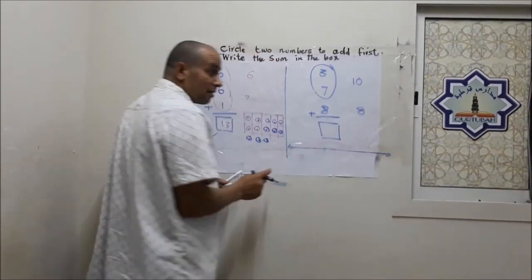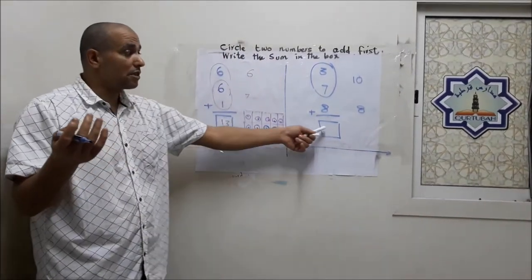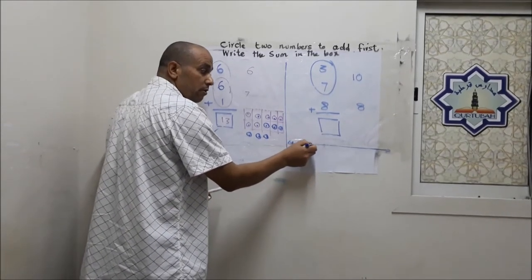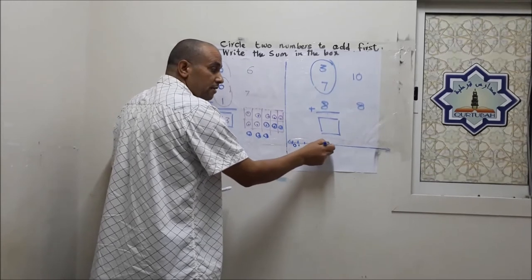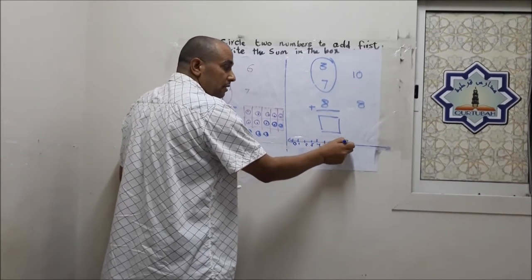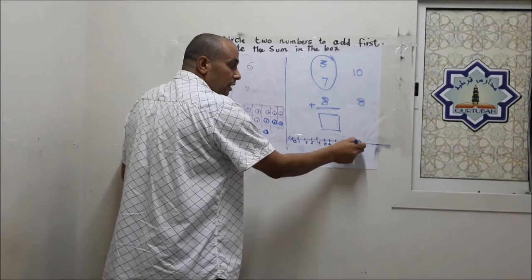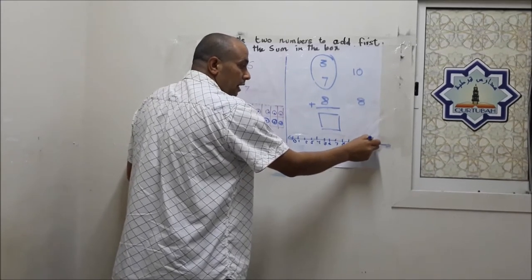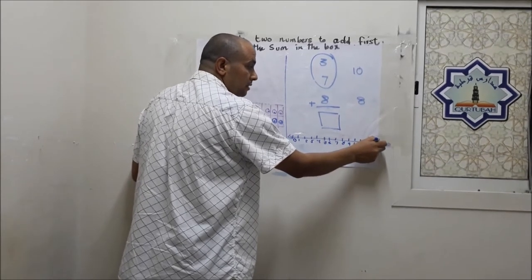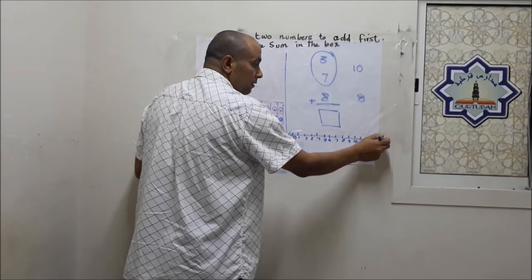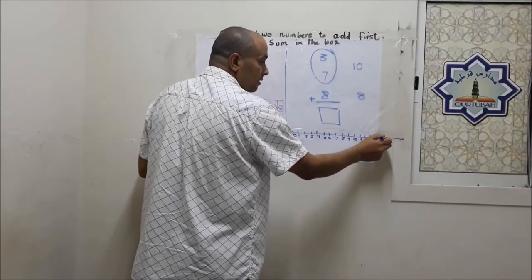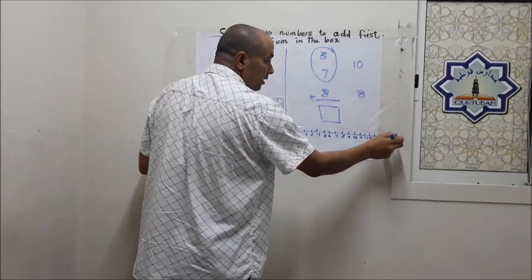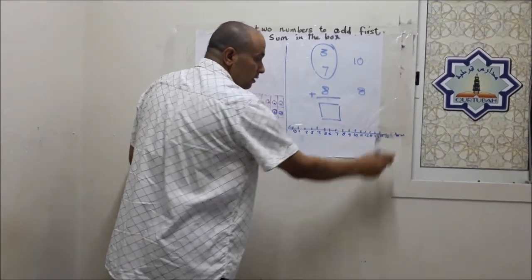This time, let's find the sum using the number line. And say 0, 1, and 2, and 3, and 4, and 5, and 6, and 7, 8, and 9, and 10, and 11, and 12, and 13, and 14, and 15, and 16, and 17, and 18 here. So we have 18 here, right?